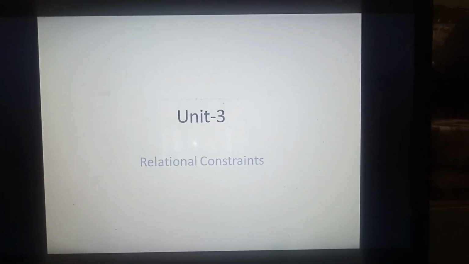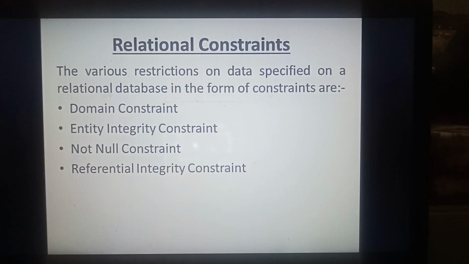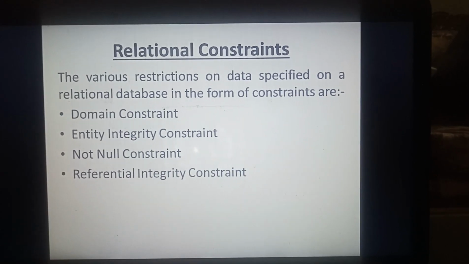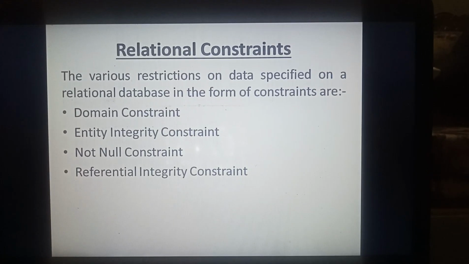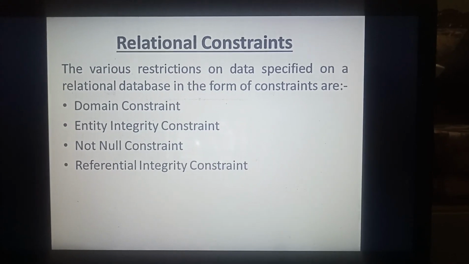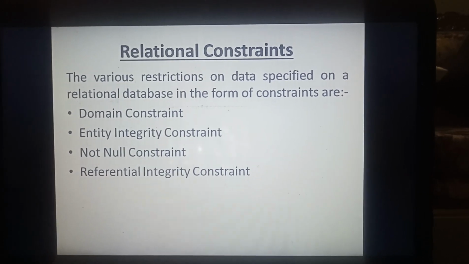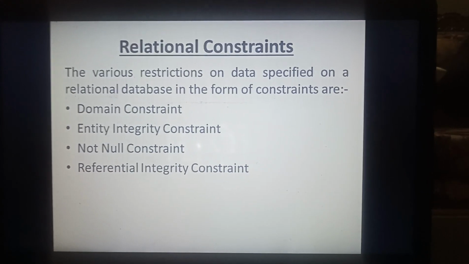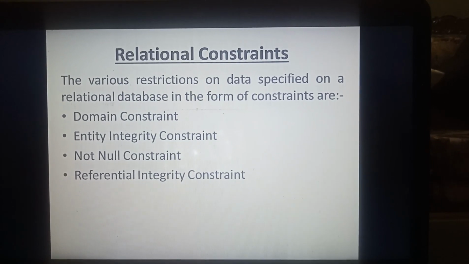Students, in this video we will discuss the topic relational constraints. So what are constraints? Constraints are various restrictions on data. So there are four types of relational constraints: domain constraint, entity integrity constraint, not null constraint, and referential integrity constraint.